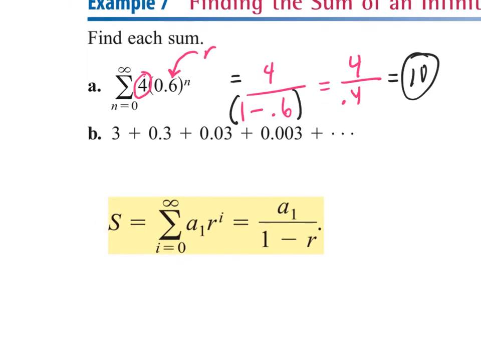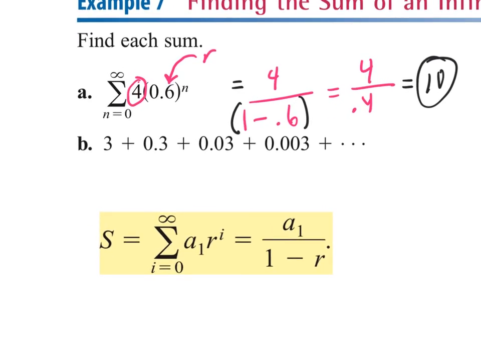Same thing here. Look at B. You need the first term and you need the ratio. What is the first term? 3. Before I even start, how do you know that this is infinite and not finite? Because there are ellipses at the end. These 3 dots mean this goes on forever.